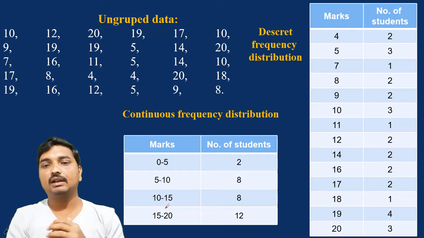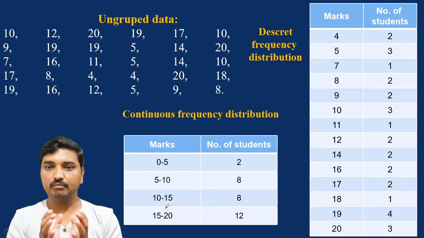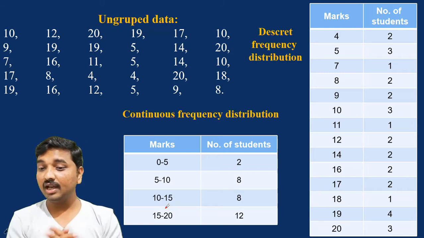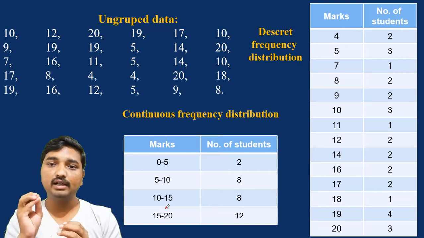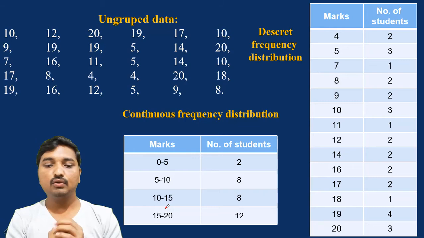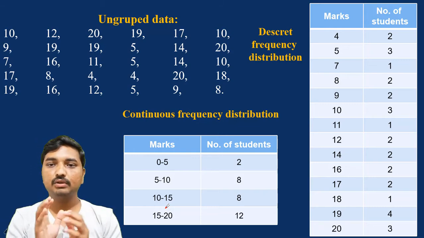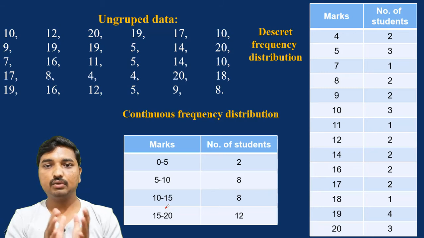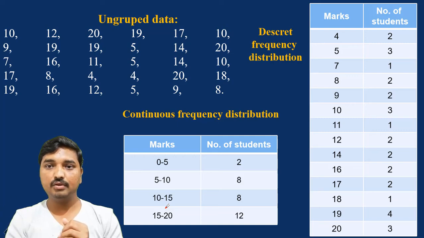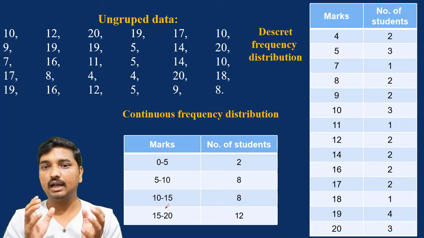So in this way we can classify the data, we can group the data like a discrete frequency distribution or continuous frequency distribution. And this grouped data will be very helpful for analysis and interpretation. Analysis and interpretation of ungrouped data is very difficult because it is not arranged in a particular manner. But discrete frequency distribution and continuous frequency distribution are arranged in a particular manner, and it will be helpful for further analysis.